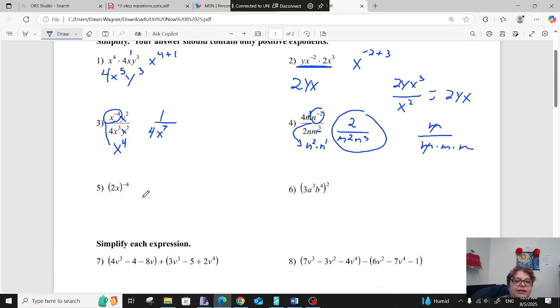This one's the product rule. So I have negative 4, and these would have exponents of 1. So it'd be 2 to the negative 4 power, x to the negative 4 power. They're both negative exponents, so that means I have to change this into a fraction. What is 2 to the 4th power? 2 times 2 is 4, times 2 is 8, times 2 is 16, and then this would be x to the 4th.